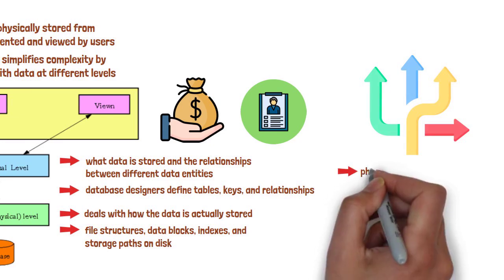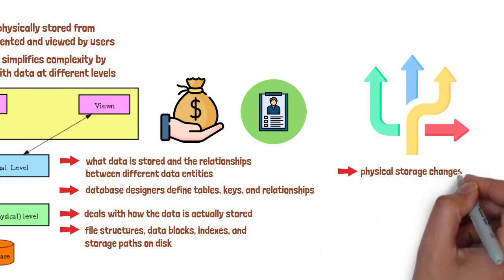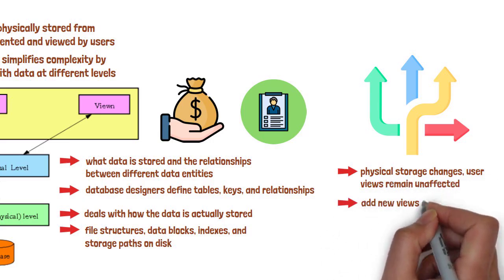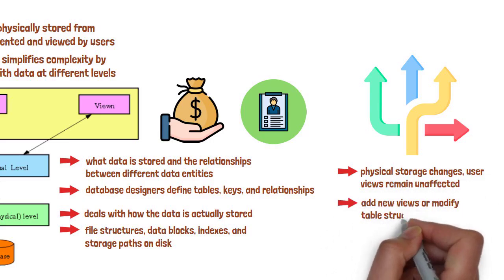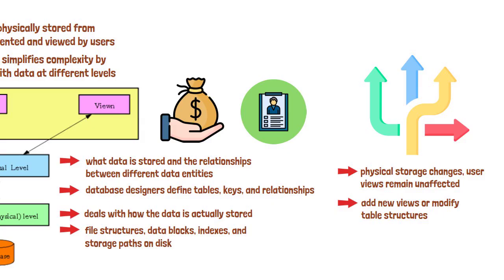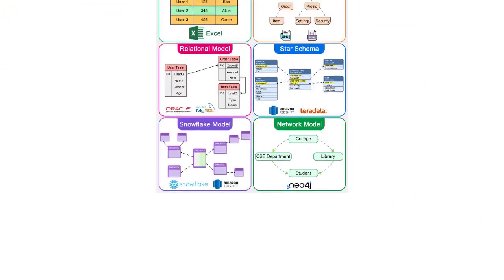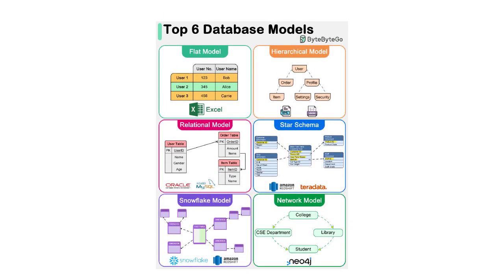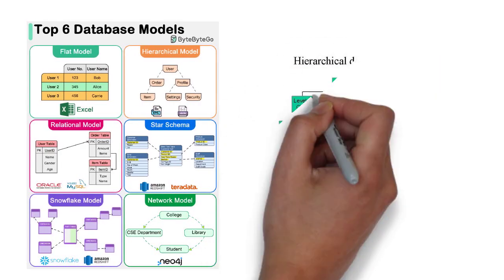If the physical storage changes, user views remain unaffected. Similarly, you can add new views or modify table structures without altering how users interact with data. This separation of concerns is what makes databases both secure and adaptable. To represent and organize data effectively, we rely on data models, frameworks that define how data is structured and related. There are four major types of data models.